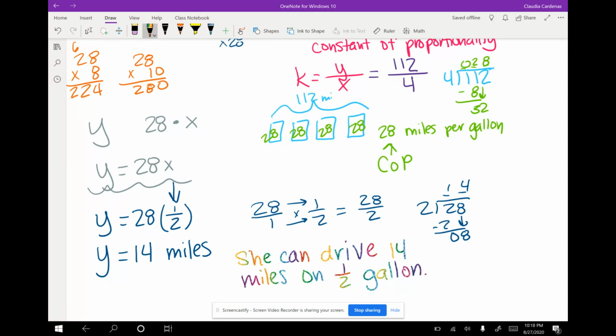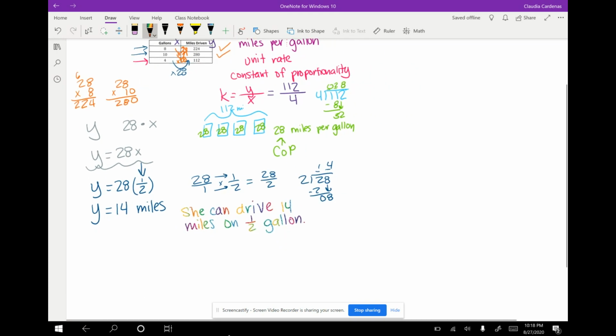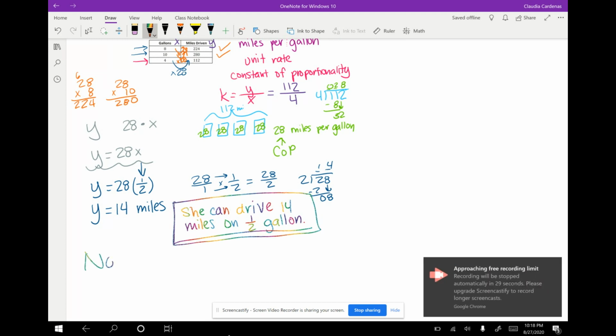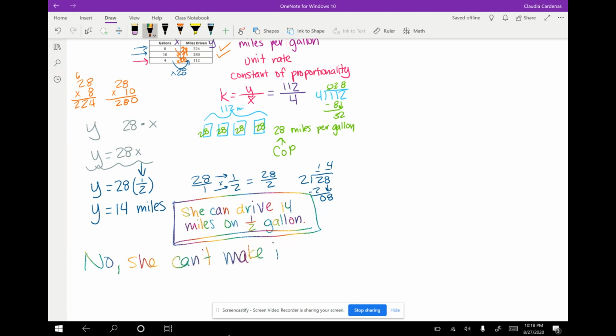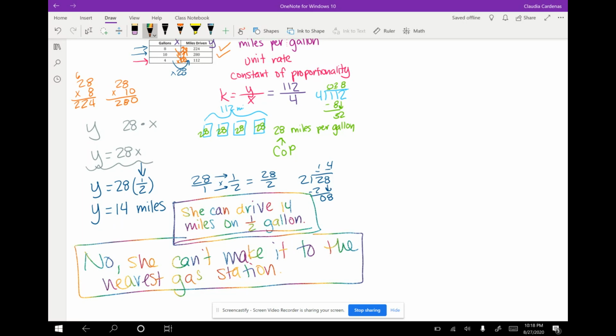Okay, but that's still not the end because the nearest gas station is actually 26 miles away. So can she make it? Nope, she cannot. So this is like one part of our problem, and the second is no, she can't make it to the nearest gas station. They're going to have to find a tow truck or call someone to help. But we know she won't be able to make it because she only has 14 miles left in that half gallon in her tank. Perfect.